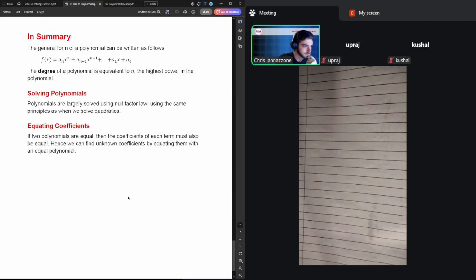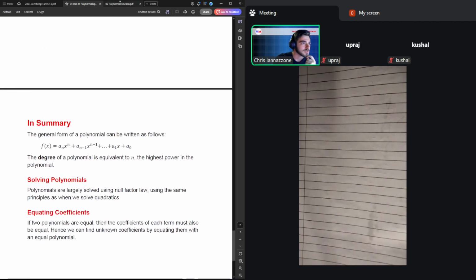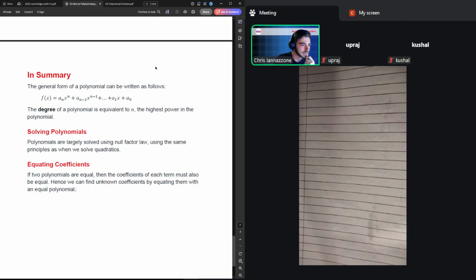Okay. Cool. All right, well, that's a summary for that part. Before we move on to the second part, polynomial division, is there anything in there that needed a bit more clarification?